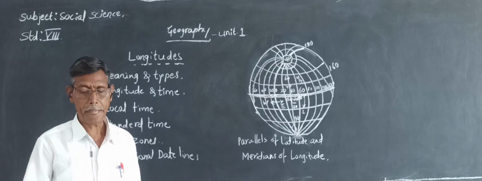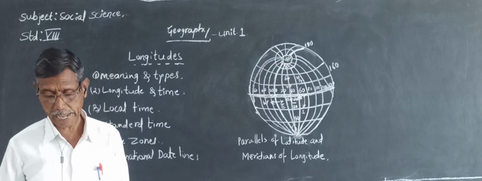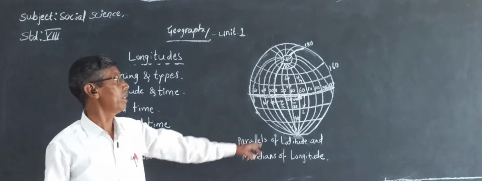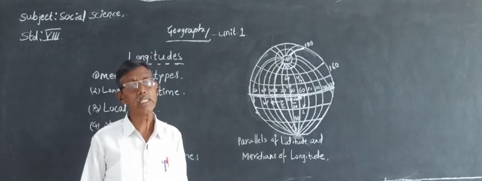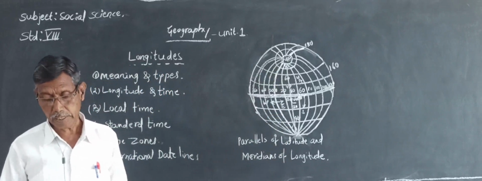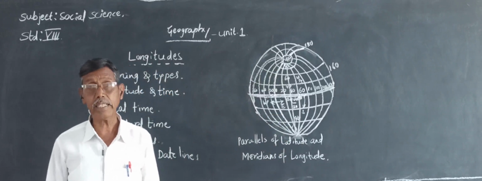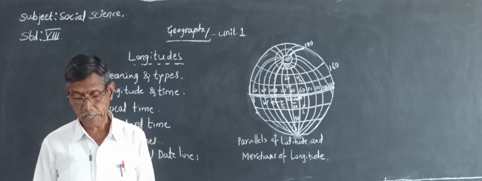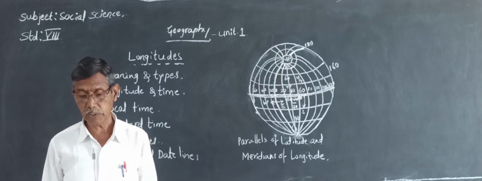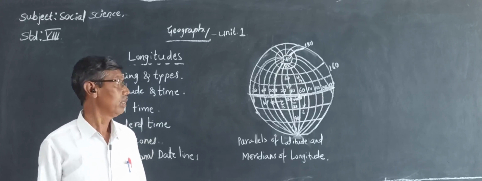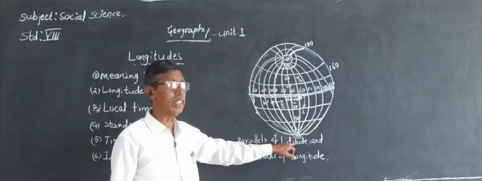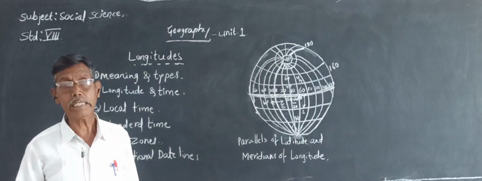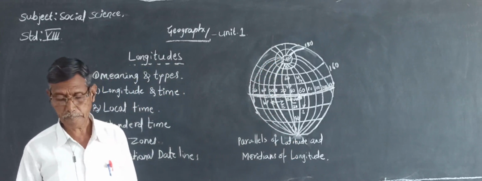The longitudes are imaginary lines drawn on the globe from the North Pole to the South Pole. The imaginary lines that intersect the equator at right angles, joining the north and south, are called longitudes. We join the North and South Pole and they intersect the equator. These are called the longitudes.